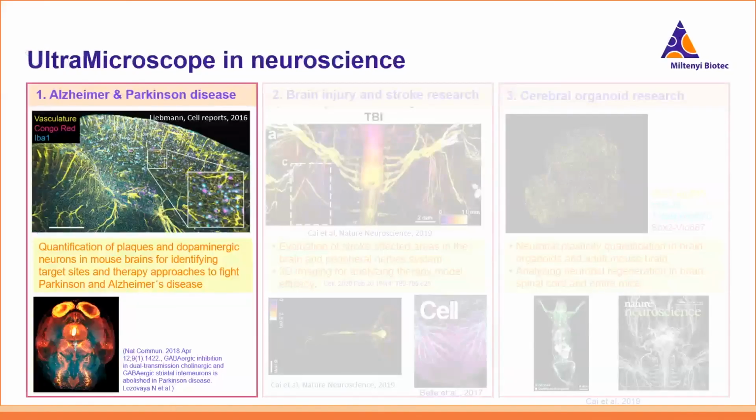When it comes to neuroscience, the UM has been an important tool for holistic analysis of the nervous system in health and disease for the last decade. The first major application that benefits from 3D imaging workflow that I would like to highlight involves the study of Alzheimer's and Parkinson's disease, where researchers successfully revealed the localizations of amyloid plaques and dopaminergic neurons in whole mouse brain that can be used then to study the pathology and evaluate therapy for these diseases.